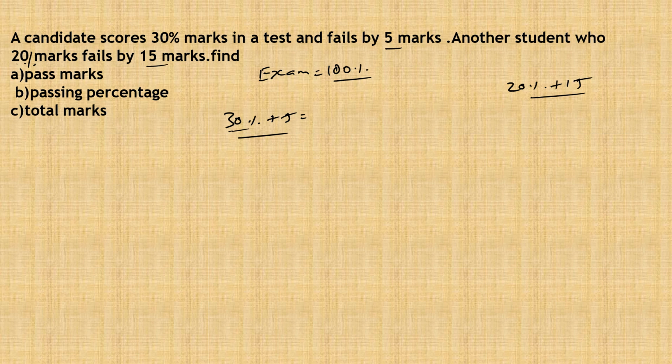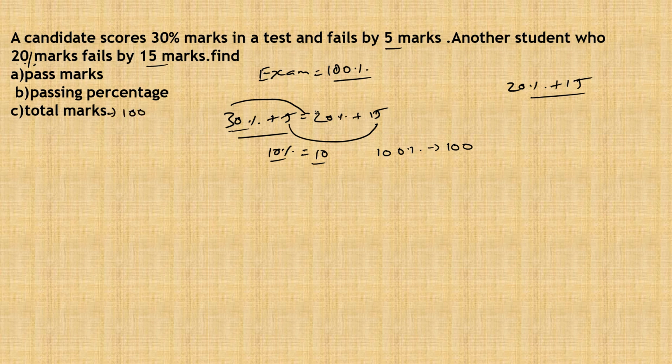20% plus 15 and 30% plus 5 both denote the passing marks. If you equate them, 30% minus 20% is 10%, and 15 minus 5 is 10. So 10% of the marks is 10, and 100% is 10 into 10, which is 100. Total marks are 100.